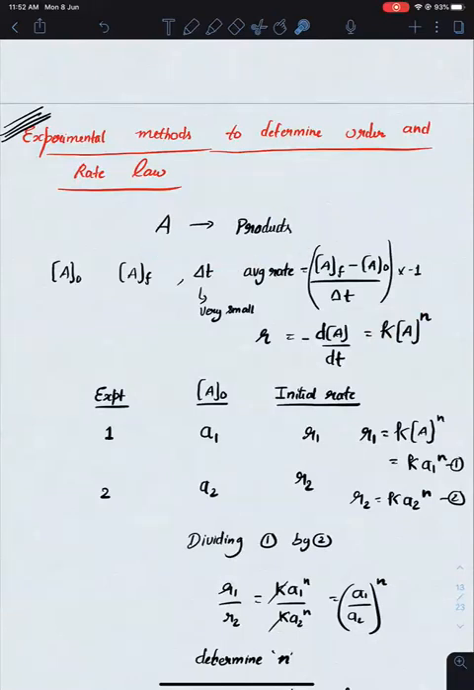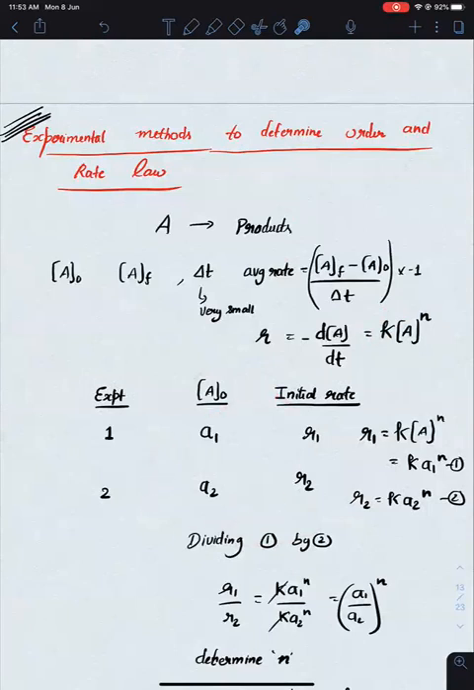Say a particular reaction A is giving rise to products. So the instantaneous rate, minus dA by dt, is equal to K into concentration of A power n, where n is the order with respect to A. The unknowns in this are K as well as n. As you have two unknowns, you need to have two data values. So when the initial concentration is A1, the initial rate is R1. If the concentration is A2, the initial rate is R2.